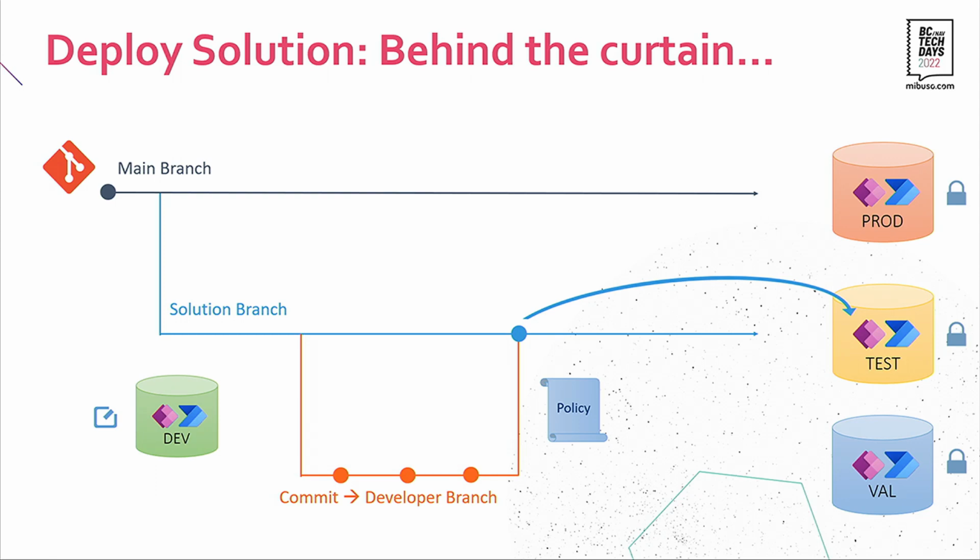Because every source code commit inside of my solution branch is used to import the stuff into the final environment, my test environment. And when I have stabilized my solution, I create a pull request for my solution branch into my main branch, which triggers also another pipeline, another deployment pipeline to import the solution into production. Perfect.